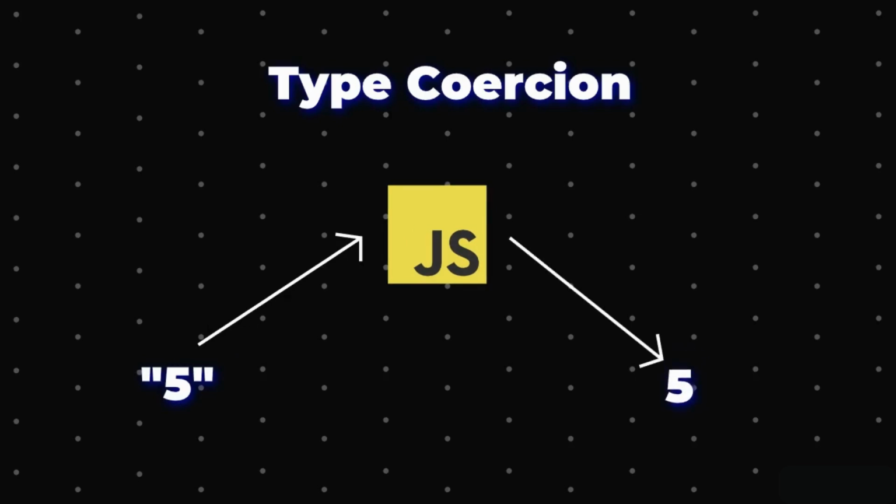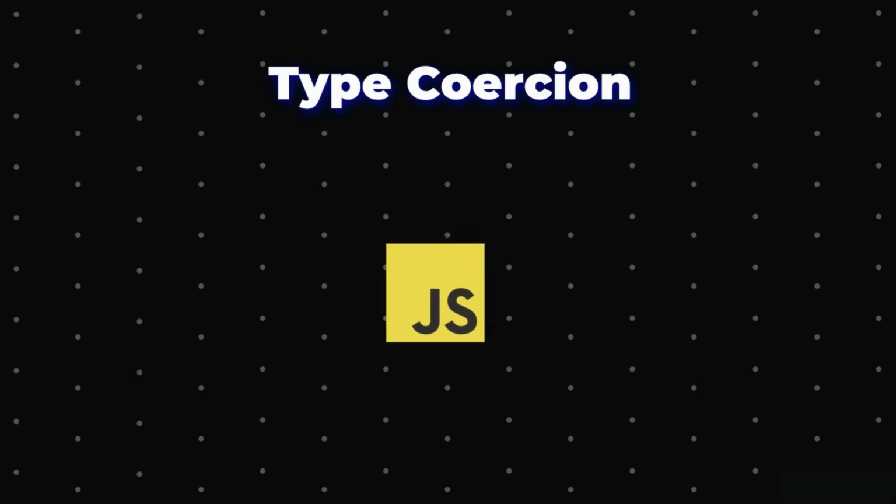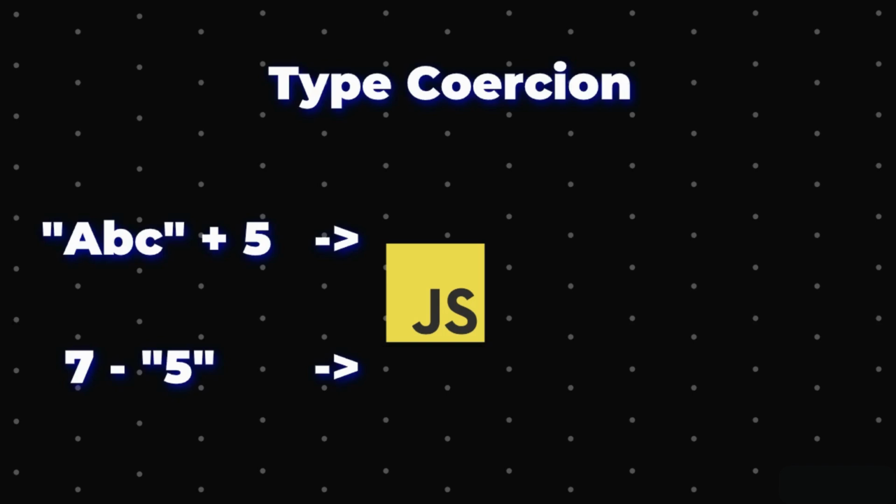Now, before we move on to the equality operators, I want to tell you about a very useful topic in JavaScript, that is type coercion. Type coercion is automatic conversion of a value from one data type to another. For example, from a string to a number. In simple terms, it is JavaScript's way of guessing what you meant when you try to mix different types of data, like adding a number to a word. Instead of crashing and showing an error, JavaScript automatically changes one of the items so the operation can finish.